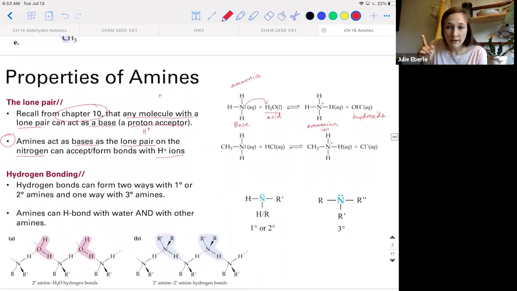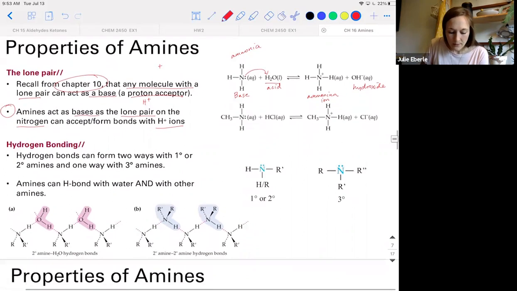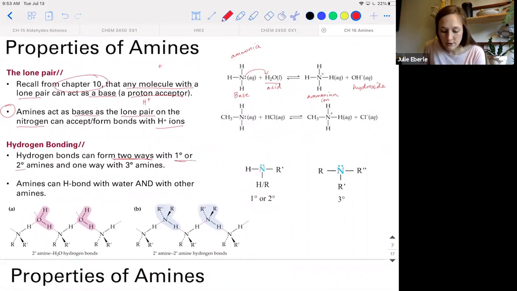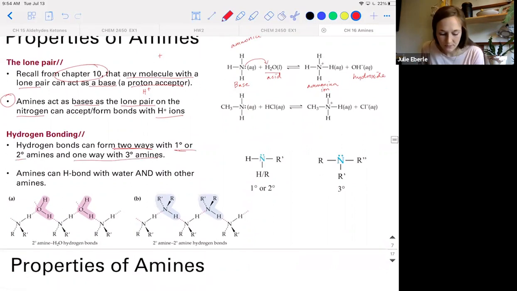So that's one thing that I want you to keep in your back pocket for just a minute. That's one property of these amines. Now we're going to address hydrogen bonding, and then we're going to look at how these two things affect the overall properties. So hydrogen bonding, we're always concerned if molecules can hydrogen bond or not. That's why I had you do a whole lab on looking at all the different functional groups and determining if things can hydrogen bond. Hydrogen bonding can happen two ways with primary or secondary amines. I'll show you those in a second, but they can only happen one way with tertiary amines.